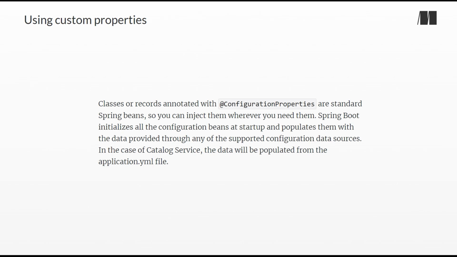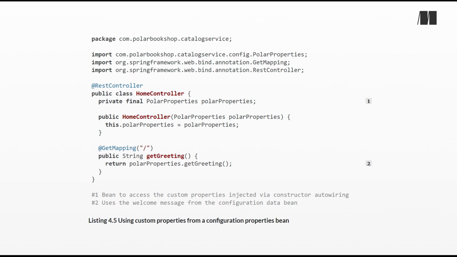Classes or records annotated with ConfigurationProperties are standard Spring beans, so you can inject them wherever you need them. Spring Boot initializes all the configuration beans at startup and populates them with the data provided through any of the supported configuration data sources. In the case of Catalog Service, the data will be populated from the application.yml file. The new requirement for Catalog Service is to make the welcome message returned by the root endpoint configurable via the polar.greeting property.